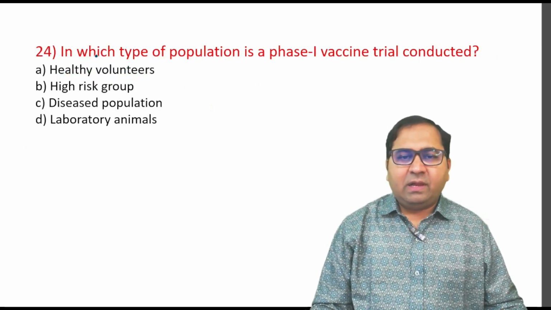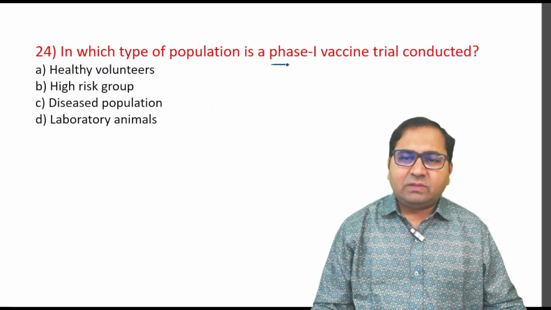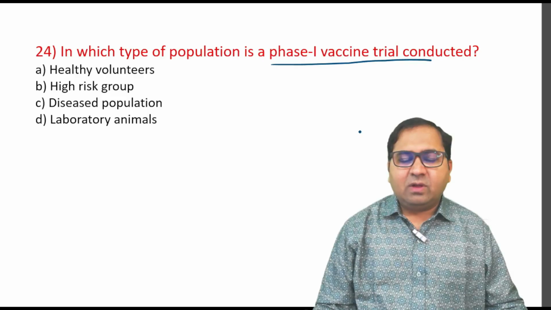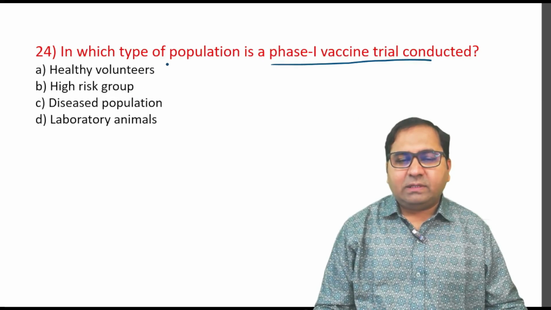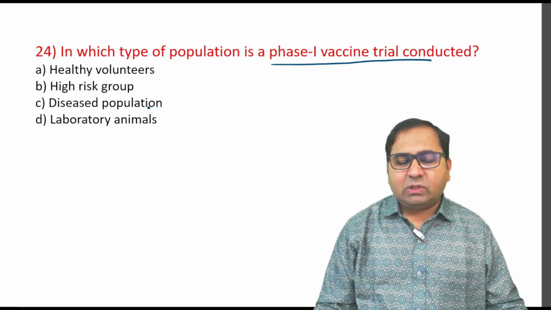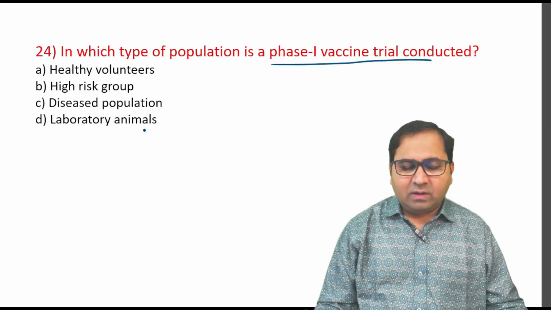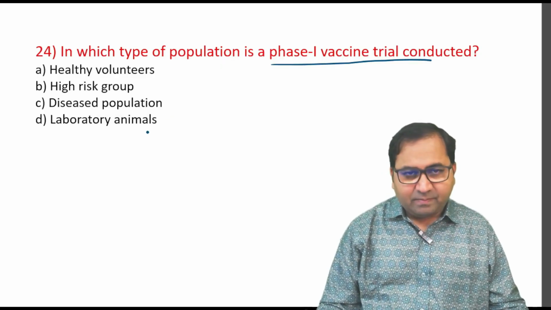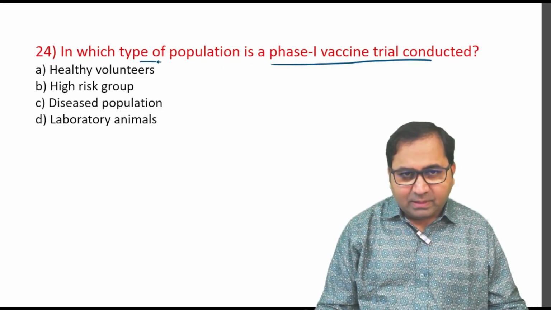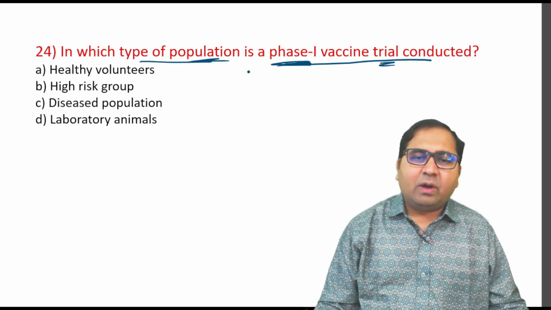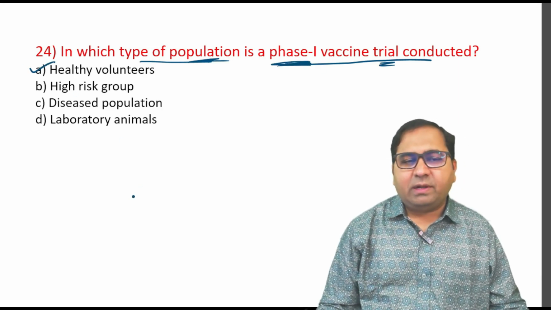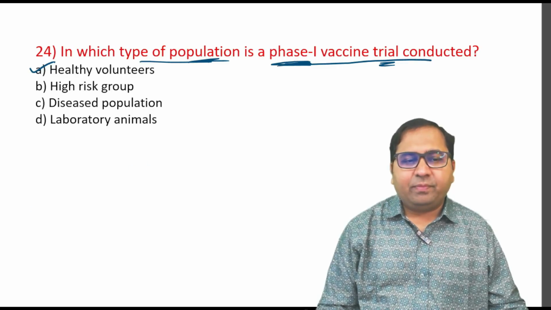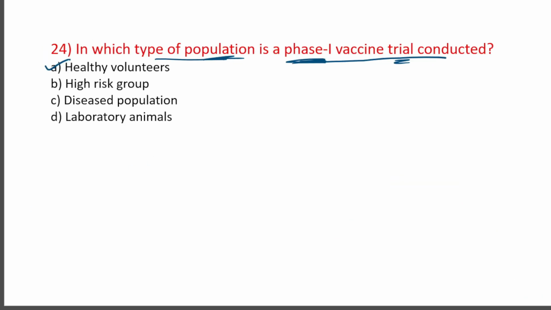Next question. In which type of population is a phase 1 vaccine trial conducted? Options are A, healthy volunteers, B, high risk group, C, diseased population, or D, laboratory animals. In which type of population will you use phase 1 vaccine trial? The answer is A, healthy volunteers.